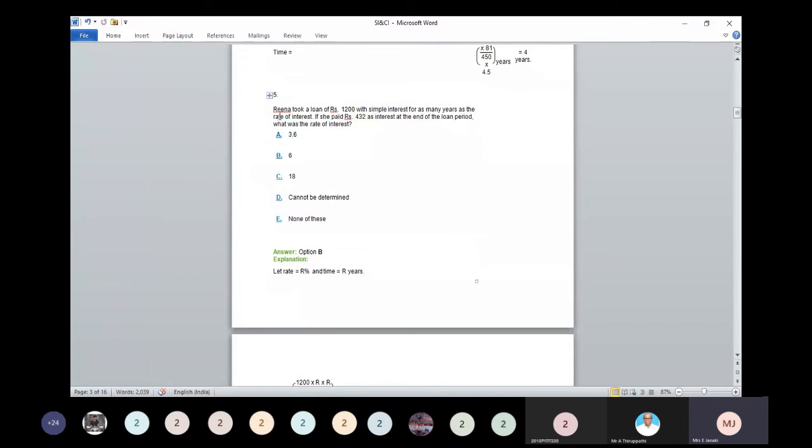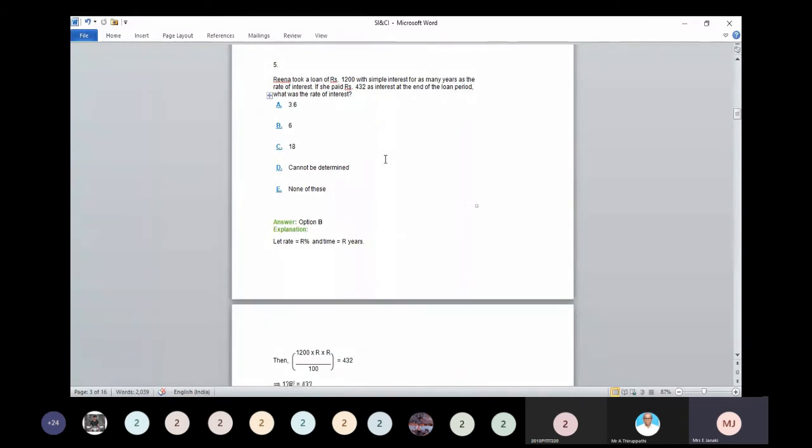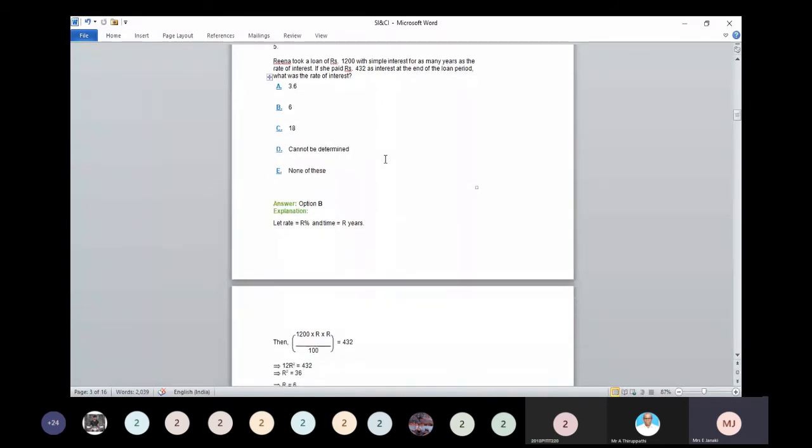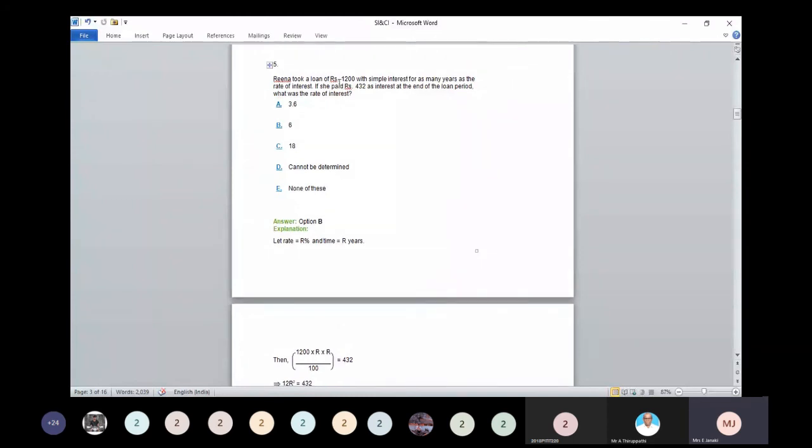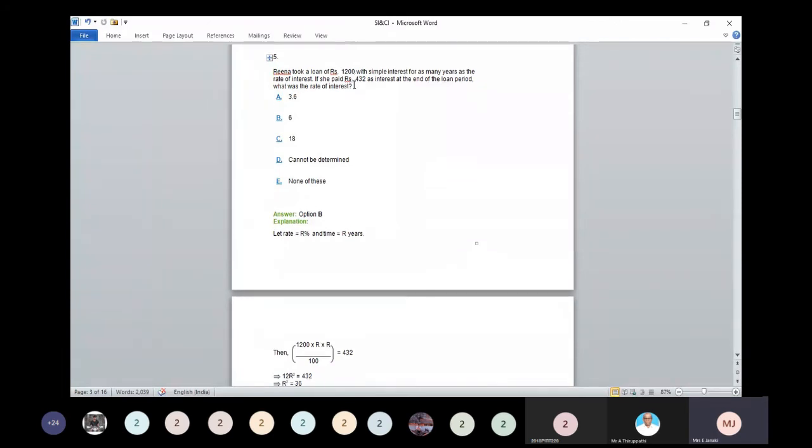See, Arena took a loan of rupees 1,200, so that is the principal amount. Initially she takes 1,200, which is the principal amount. So write principal amount P is equal to 1,200, and with the simple interest. The simple interest is not given.